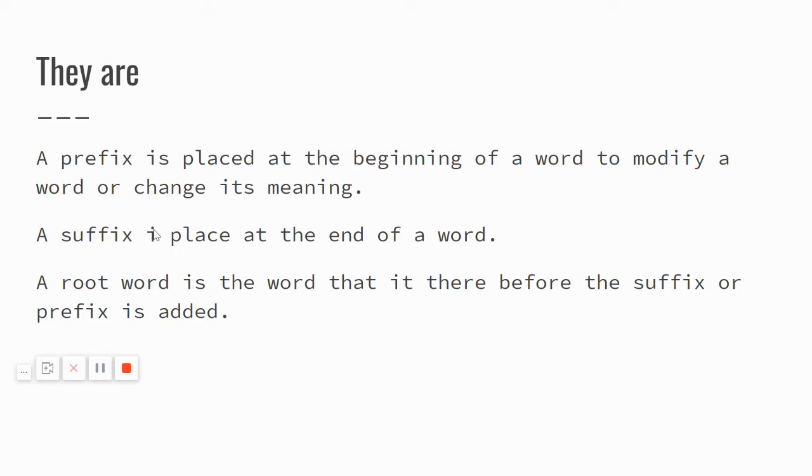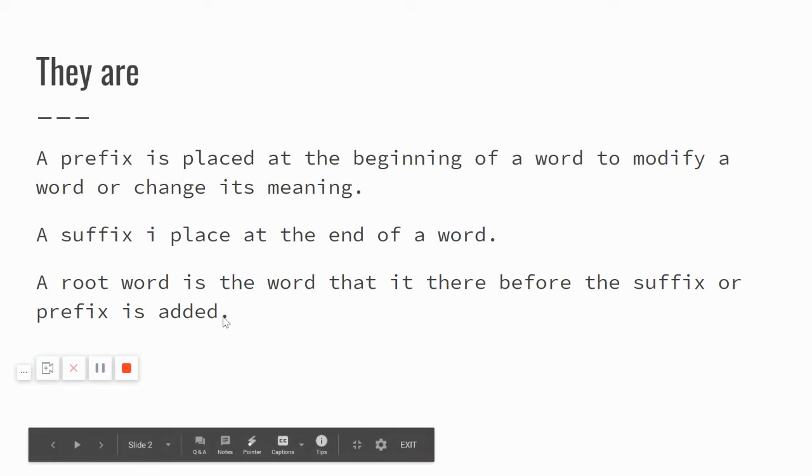A suffix is placed at the end of the word to modify a word or change meaning. Pretty much they're like prefixes, but instead they go at the end of a word instead of at the beginning. And do you want to find what a root word is, Miss Radical Reader?